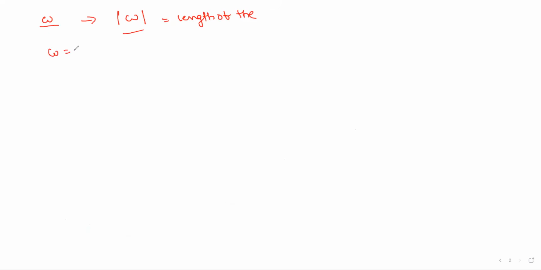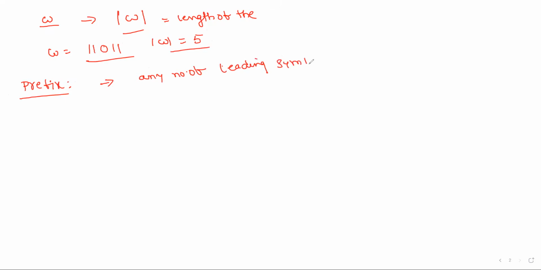For example, if W is equal to 11011, what is |W|? The length of the string: 1, 2, 3, 4, 5. The length of the string is 5. That is the length of a string. Now, what is the second operation? Prefix. Prefix of a string means simply any number of leading symbols of a string. And what is suffix? Any number of trailing symbols is called a suffix of a string.